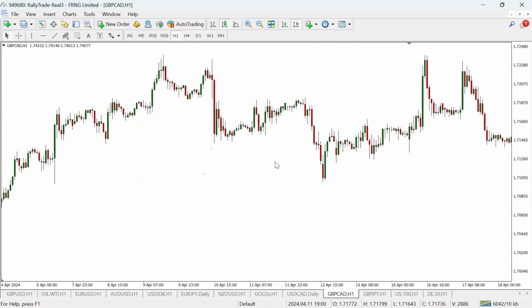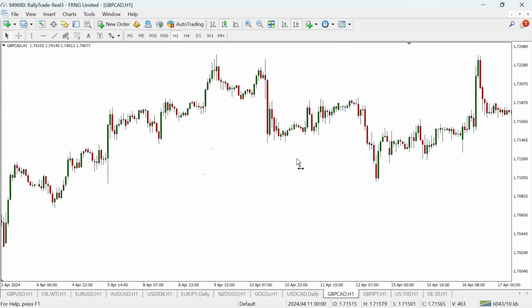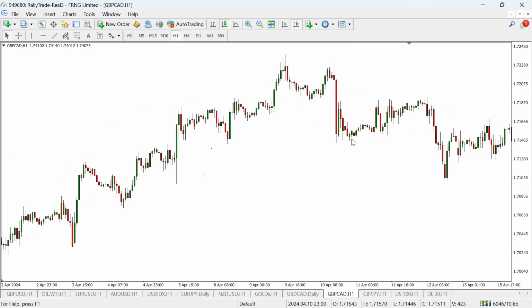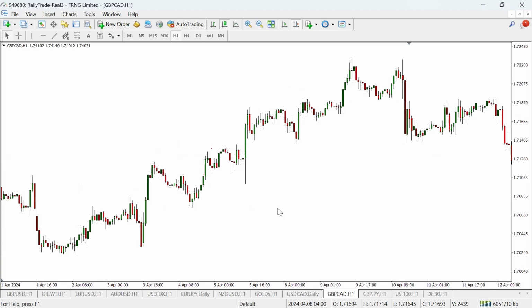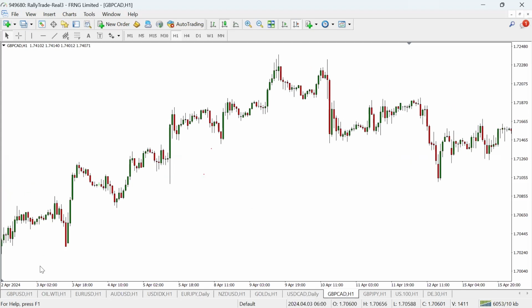Now, the second way to identify the trend is the use of moving average. Moving average is actually a trend trading indicator. Now, let's go back to US 100. Now, let me show you what I mean by that.